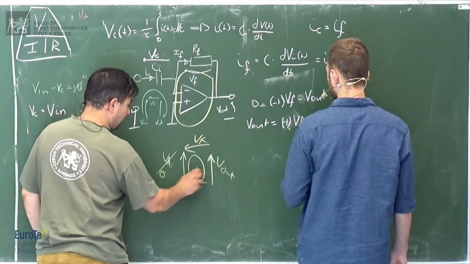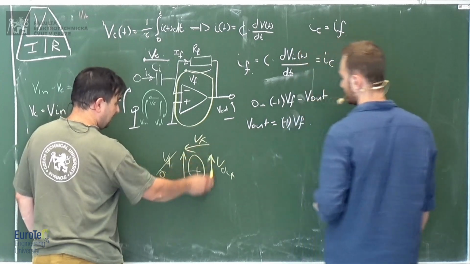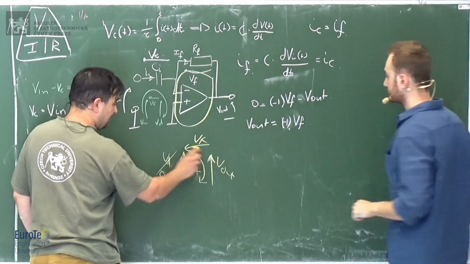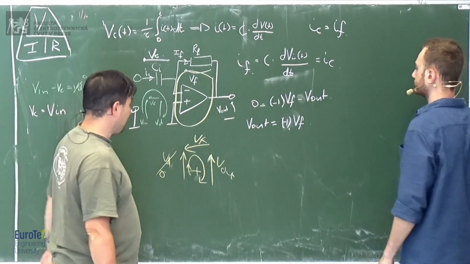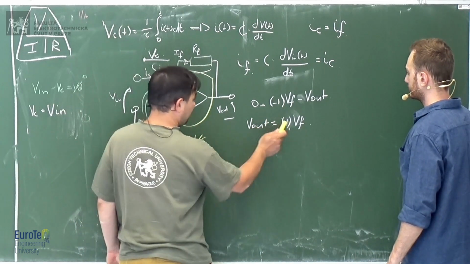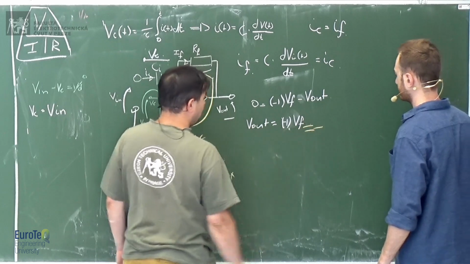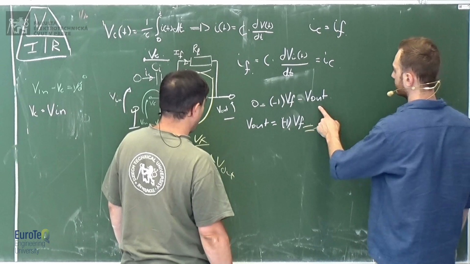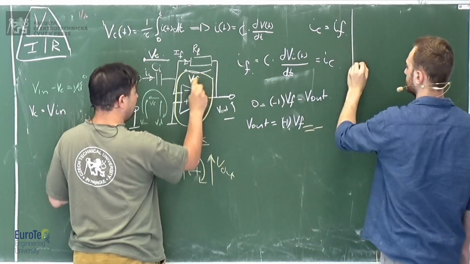If you take this as a positive direction, it's always useful to write down the direction. So this is positive. Whatever has the same direction is positive. Whatever is going in the opposite direction is negative. So here V out is equal to minus VF, which means minus this is VF. VF is the voltage on this feedback resistor.